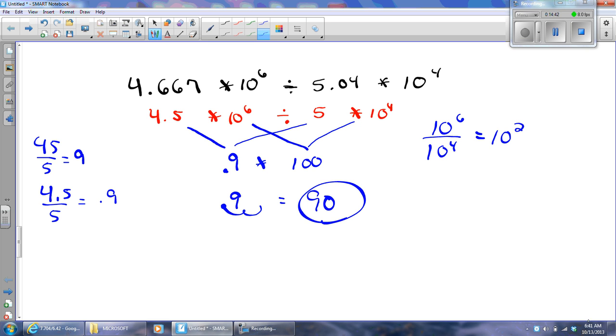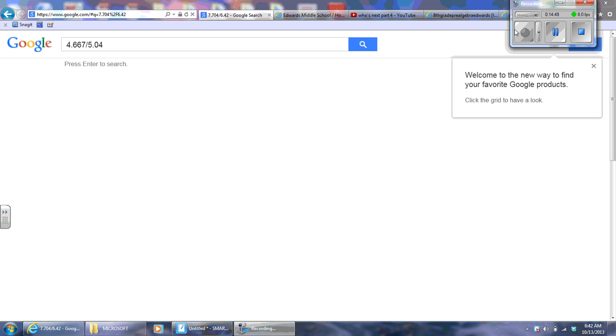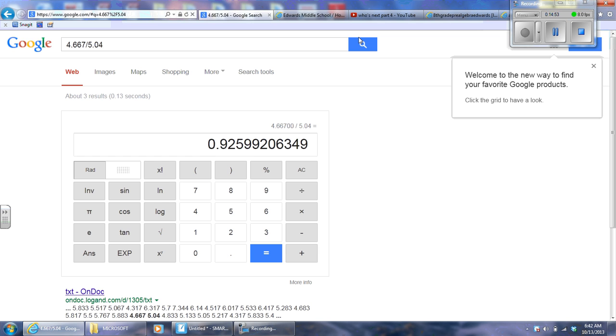Let's go back to Google here for a second. And I'm going to divide the decimal portion of the number, and look, I got 0.925992, and I estimated that was going to be about 0.9 when I did my division. Now I was going to multiply by 10 squared, and I'll just do 100. And look at that, it's 92 and 6/10 times bigger. So I'm off by 6/10, but it was only an estimation. So I consider that to be a pretty good solution.